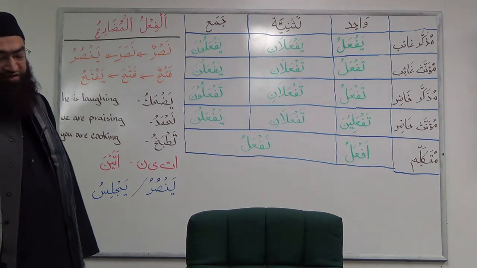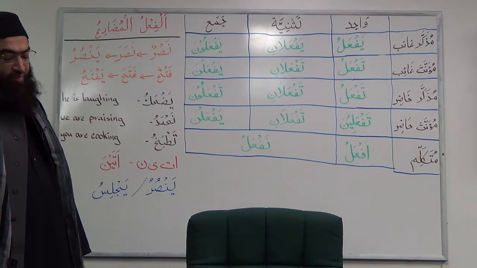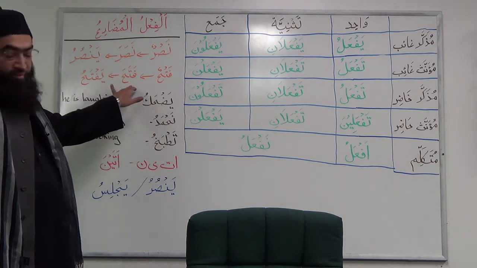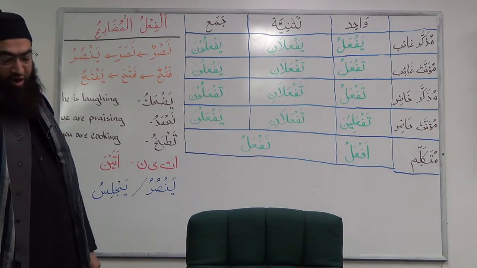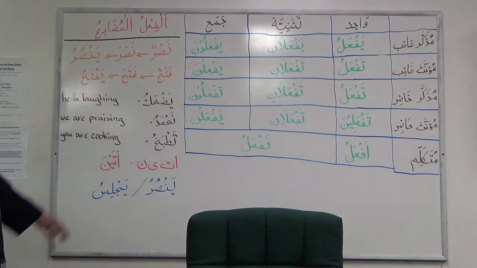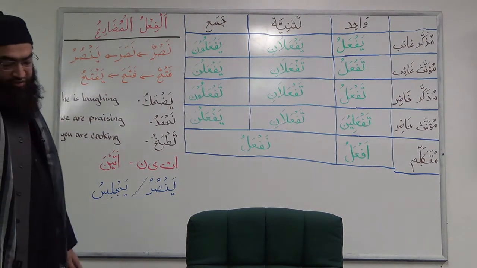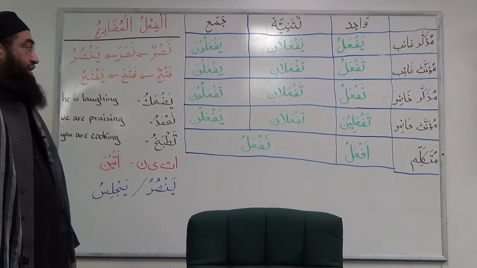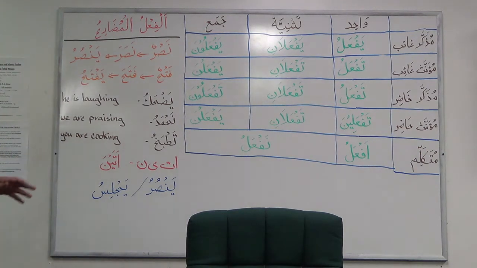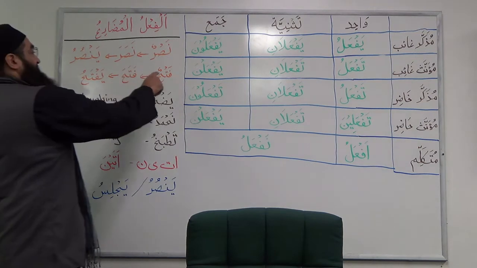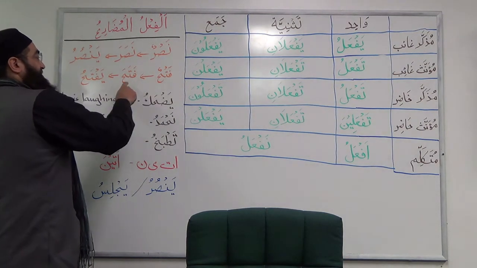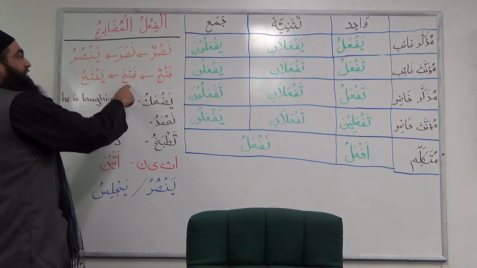Then bring one of the signs of fi'l mudari to the beginning of fi'l madi, and put a dhamma at the end of it, and then you will have fi'l mudari. So, what does that mean? Okay, so I said that this is fi'l madi, the first word.